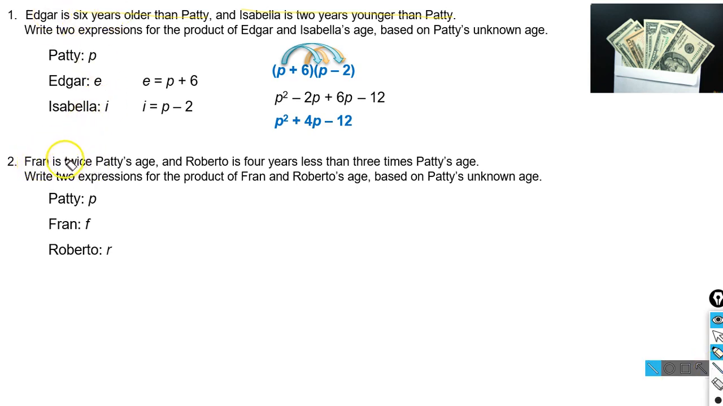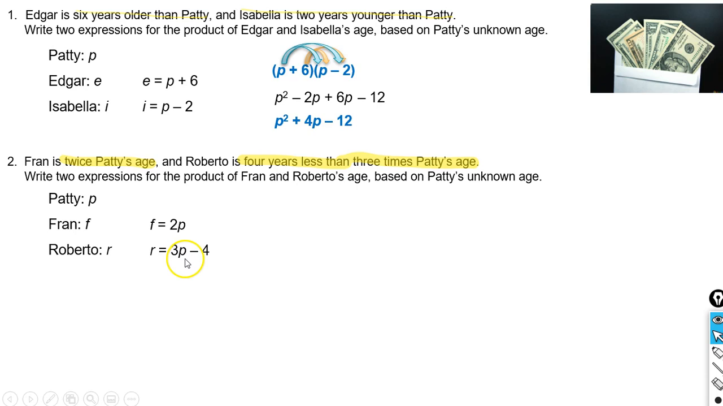We know that Fran is twice Patty's age, and so to represent twice Patty's age, we would take Patty's age P and multiply it by 2. And then we know that Roberto is 4 less than 3 times Patty's age. So 4 less than means that we're going to take 4 away from something. We're going to take it away from 3 times Patty's age. So that looks like this.